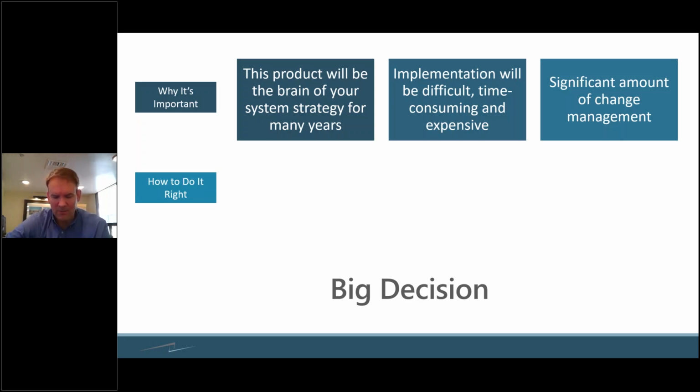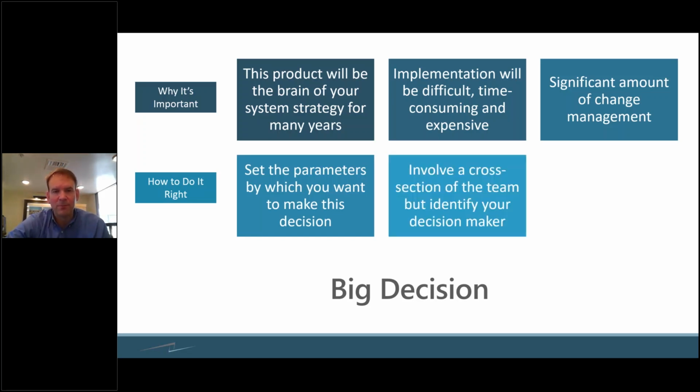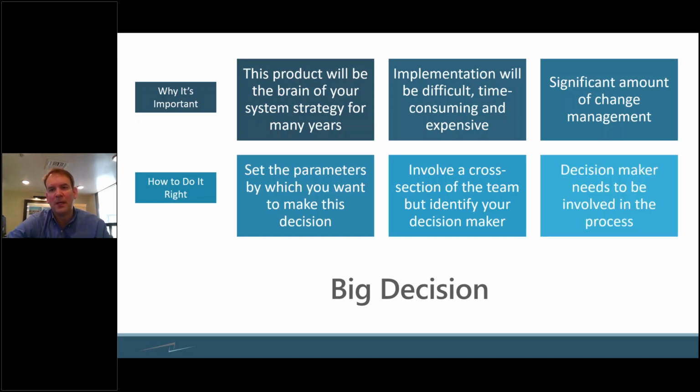So a few things about how to do it right. First off, you want to set the parameters by which you make the decisions, and that's why we're talking about these 4 keys today as the key component of how you make that right decision. You want to involve a cross-section of the team, but you want to make sure that you identify the ultimate decision-making process and decision maker. And then you've got to make sure that person is involved in your process. If you do these 3 things right, you're going to be off to a good start.